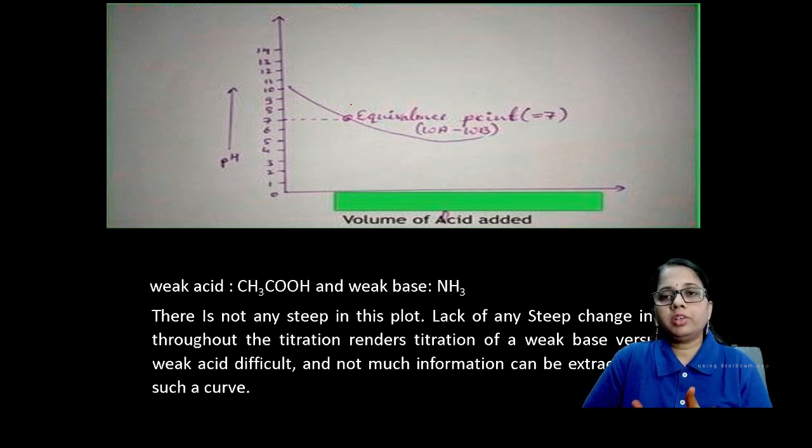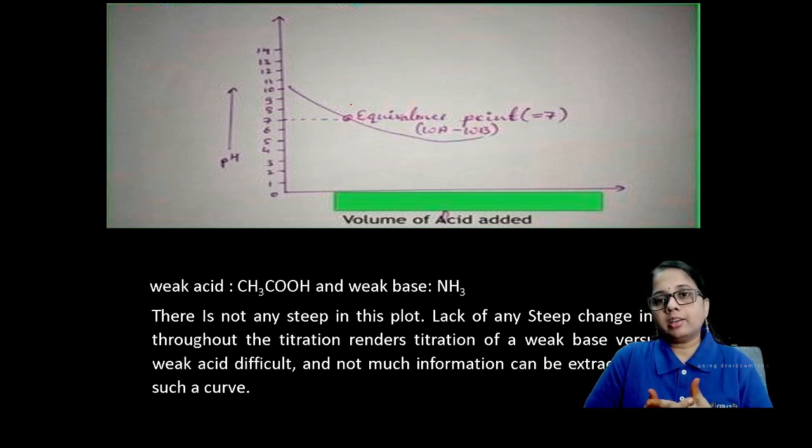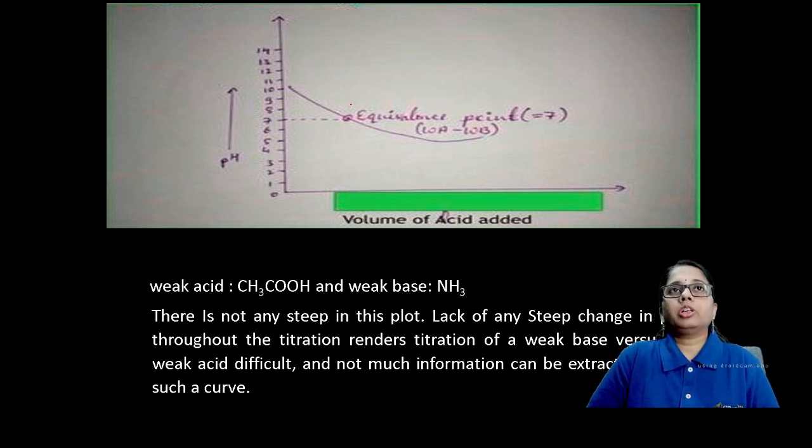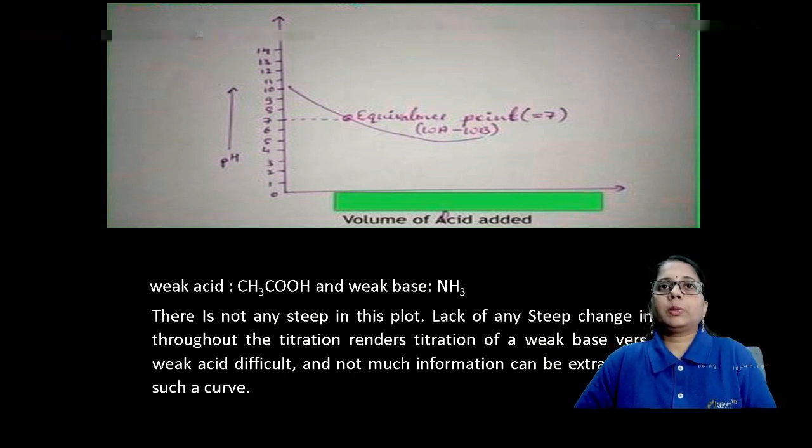But whenever the problem is with a weak acid with a weak base, that's why the titration of weak acid and weak base is not at all preferred. In that case you can apply the Henderson-Hasselbalch equation also. If you see a weak acid being titrated with a weak base, for example acetic acid and ammonia, at the equivalence point you are not at all going to see a sharp end point here. So there is not at all a steep change in this plot.